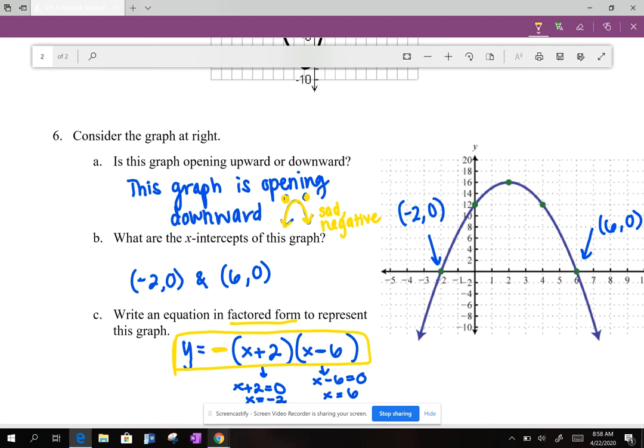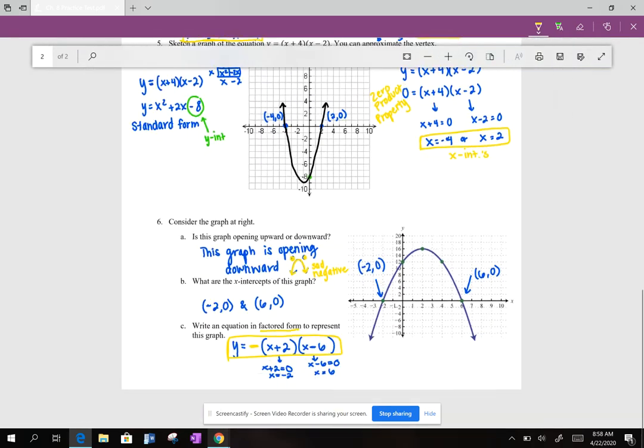Okay, we were able to create an equation in factored form because it's kind of like the opposite of using the zero product property, and then we need that negative because the graph is pointing downward. All right, that is all.